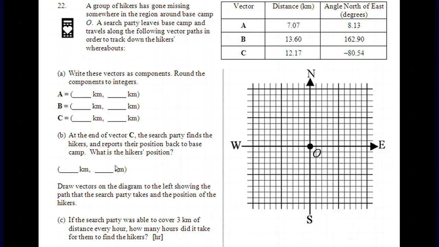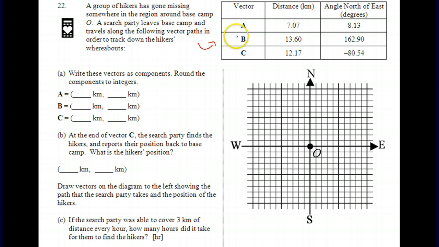Okay, so let's look at 22. It says a group of hikers has gone missing somewhere in the region around base camp at the origin on the graph. And they put O, O for origin, right? A search party leaves base camp and travels along the following vector paths in order to track down the hikers' whereabouts. So it shows you in the data table over here the different vectors that they traveled.